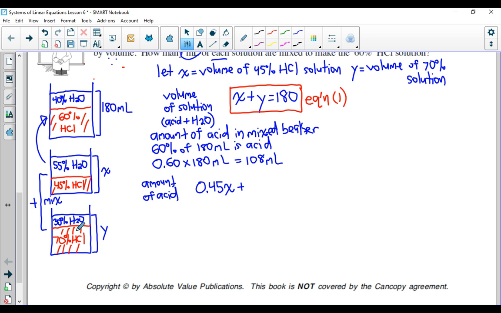Now we're mixing it, okay? So we're combining it with this beaker at the bottom. How much acid is in this beaker? Well, it would be 70% of Y, which is the total amount of volume in that beaker. 70% of Y, we could write down as a decimal, 0.70Y. And we know that if we combine the acid in this beaker and the acid in that beaker, it needs to add to give me 108. Okay, because that's the total amount of acid in this final beaker. So we're going to box this equation, and we're going to call that one equation number 2.